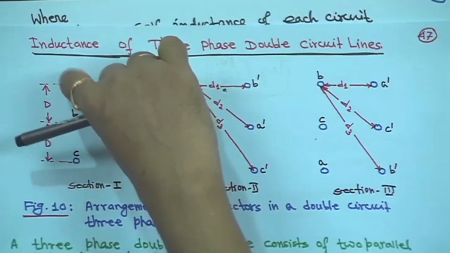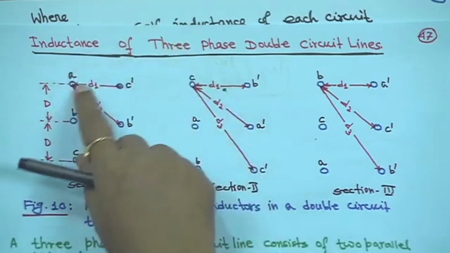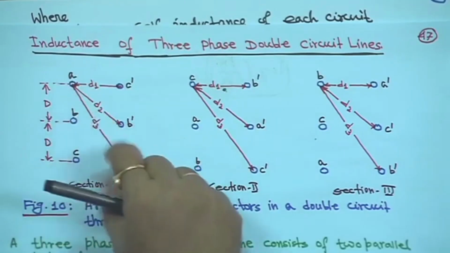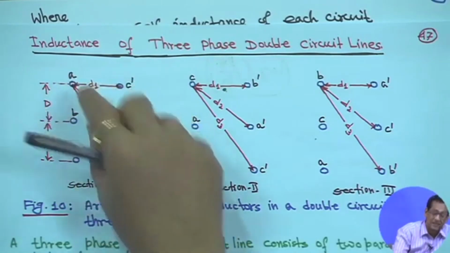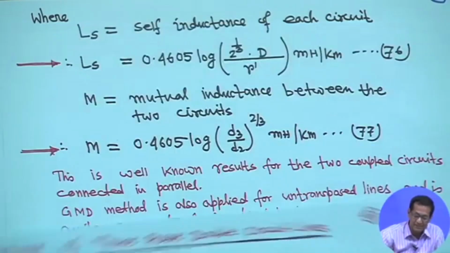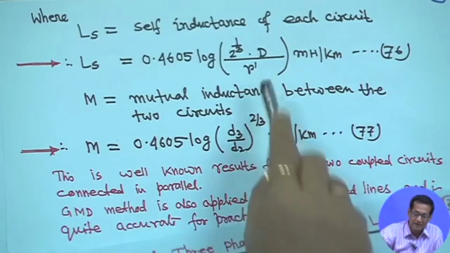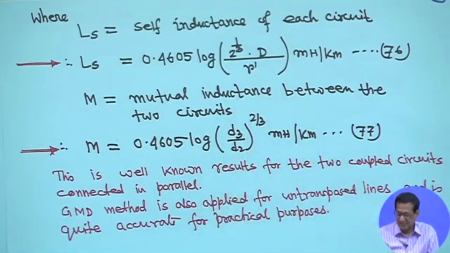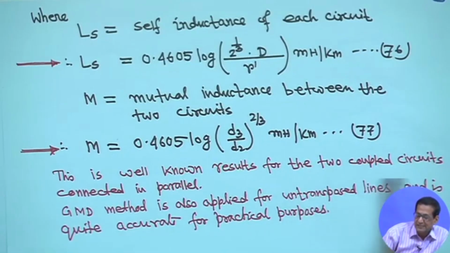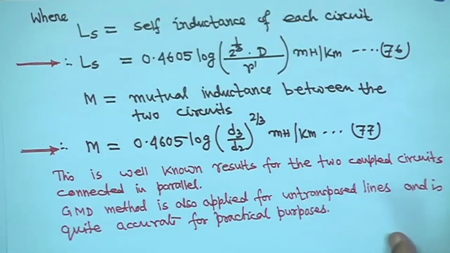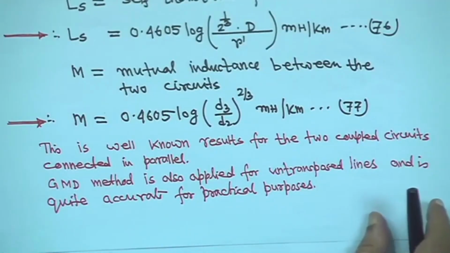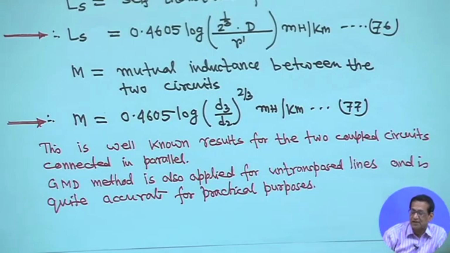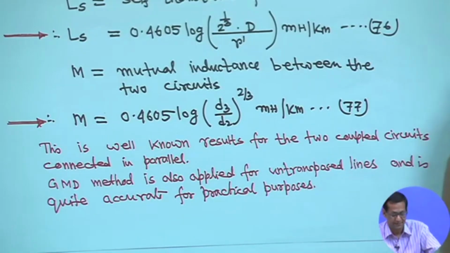So, if you look at the configuration, d2 d3 is coming because of the two circuits, but when it is cube root of 2 into d upon r dash, that terminology is actually within that, that is d and r dash. That is why this part we are calling self, and this part we are calling mutual inductance. So, this is a well known result for the two coupled circuits connected in parallel. The GMD method can also be applied to an untransposed transmission line, and it gives quite accurate results.